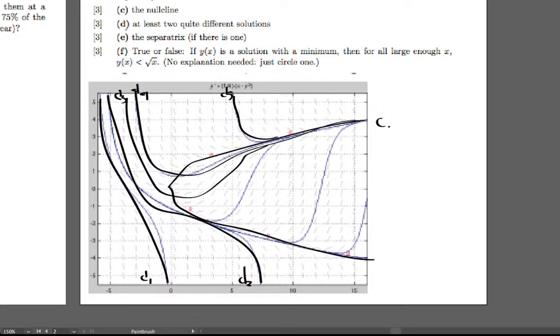Okay, E, the separatrix, if there is one. Basically the separatrix is the one where it is unstable. As it goes towards infinity, it would start to break out. And this would actually be the, in here, this bottom side here, that is the separatrix, which I'm going to label with the color red.